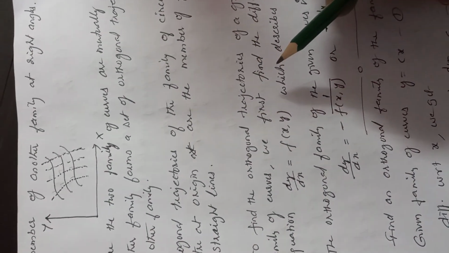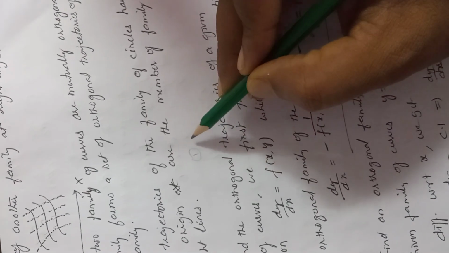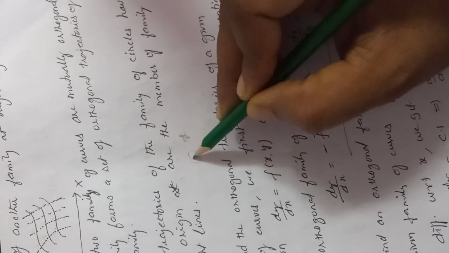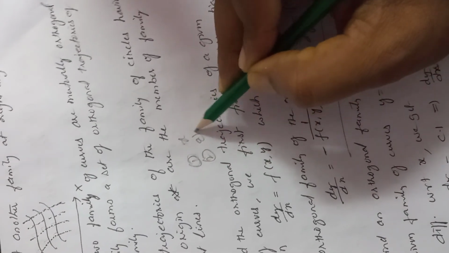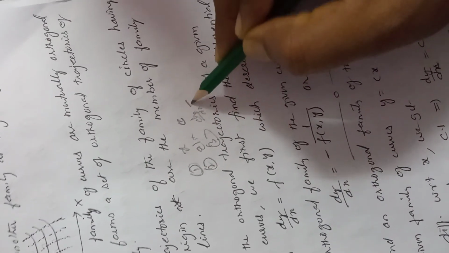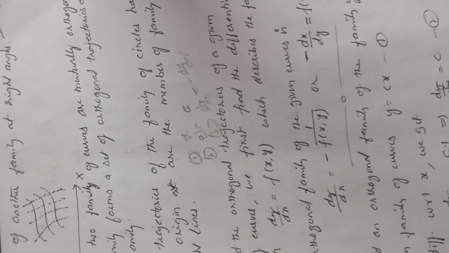Now, suppose, a small working procedure. Suppose one problem is given to you: find the orthogonal trajectories of the given family of curves. If the equation contains x and y, then first of all we have to differentiate the given equation with respect to x. That is the first step. The second step is to eliminate the constant, if any. The third step is dy by dx is replaced by minus dx by dy, and then integrate it. These are the main steps, right?